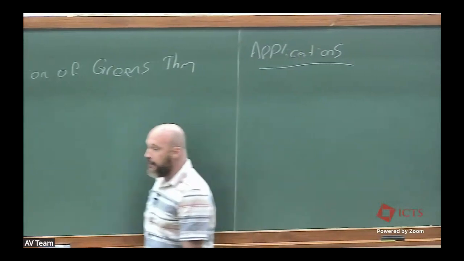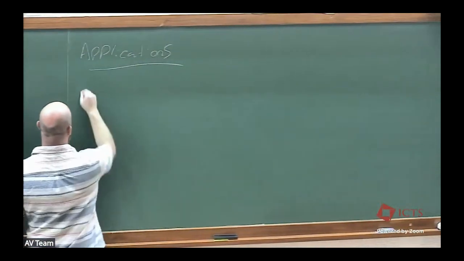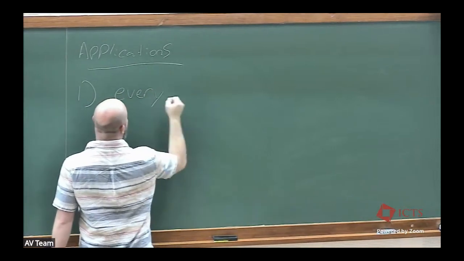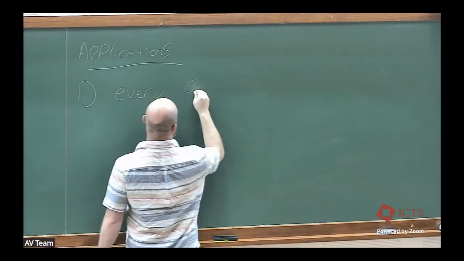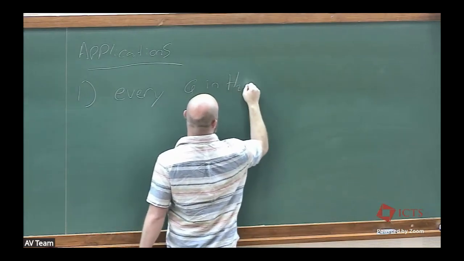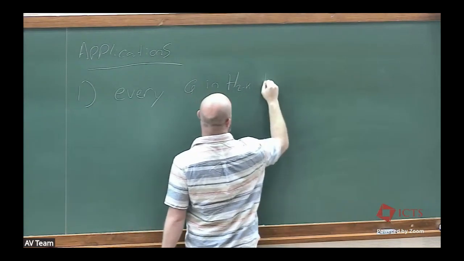The first application is that every harmonic Maass form, so let's say every G in H of 2 minus k, has a principal part.